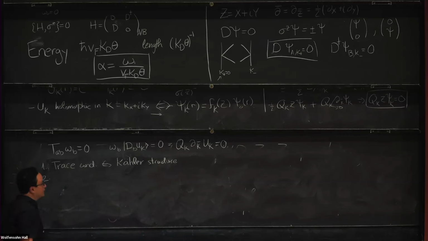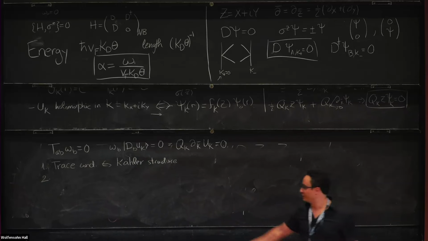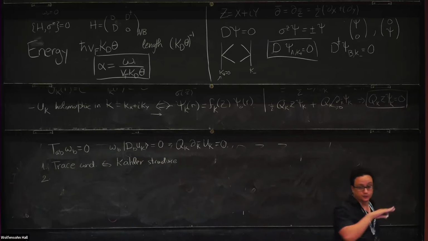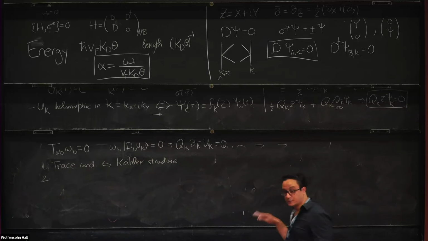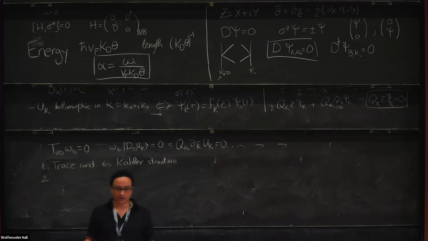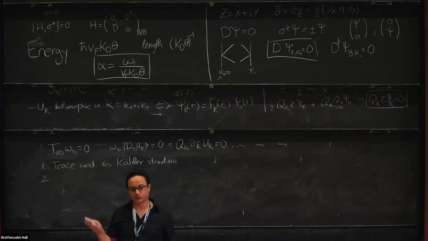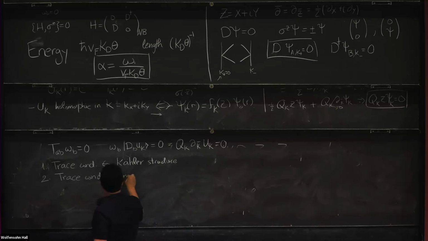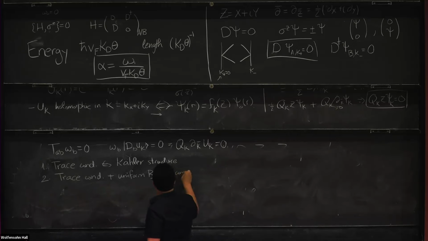Second is, so we know the lowest Landau level, of course, satisfies this condition because the wave functions have this form. But the lowest Landau level also satisfies other conditions, and most importantly, that the Berry curvature is uniform, so it doesn't depend on momentum. And it turned out that these two properties are sufficient to uniquely fix the lowest Landau level. So any band satisfying the trace condition plus uniform Berry curvature is basically equivalent to the lowest Landau level.